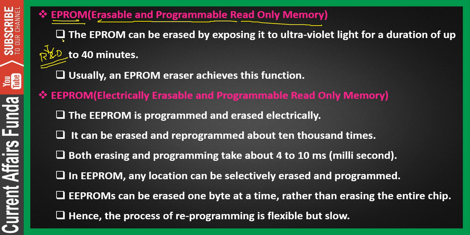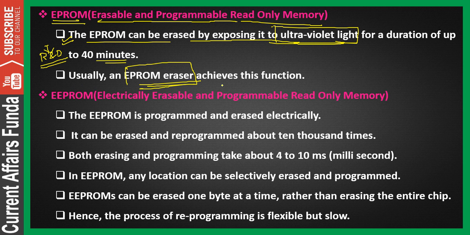So now we are going to understand the first line. The EPROM can be erased by exposing it to ultraviolet light. Using which method can you erase data from EPROM? Ultraviolet light. Please highlight this point: for a duration of up to 40 minutes. It means when ultraviolet light is placed on the chip for up to 40 minutes, the data gets erased. Usually an EPROM eraser, the device used to erase it, achieves this function.